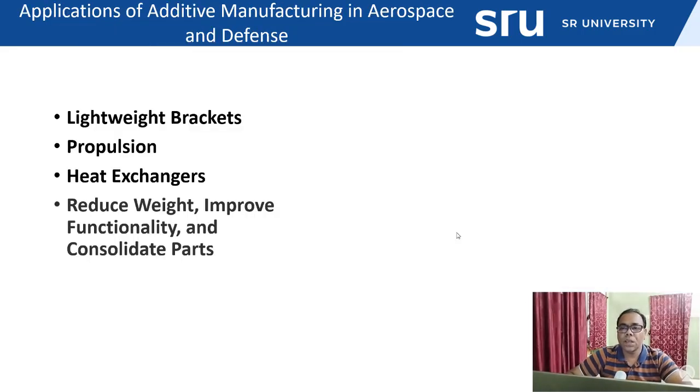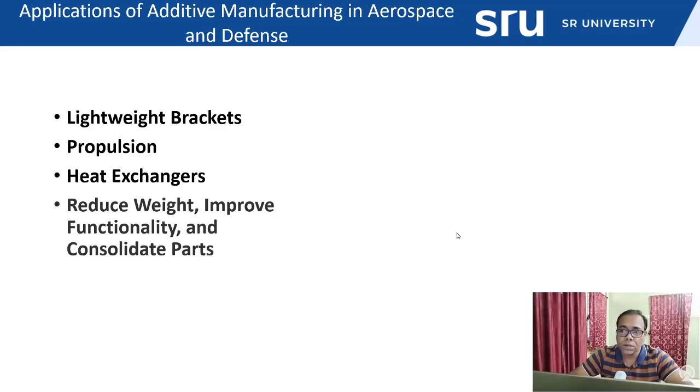Now we will discuss the aerospace applications of the additive manufacturing process. It can be used for making lightweight brackets, or propulsion equipment. Similarly, it can be used for making heat exchangers. As we know, manufacturing these components using conventional processes is time-consuming as well as more costly. Because of that, one can go for the additive manufacturing process.